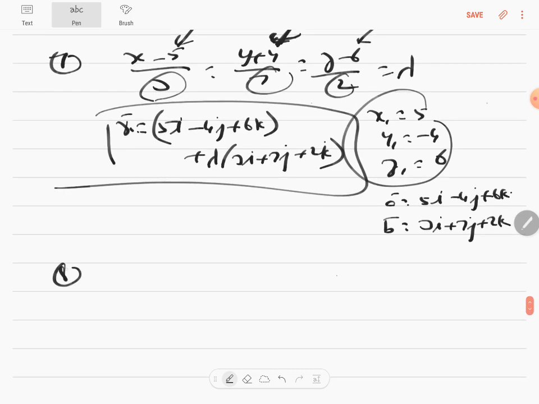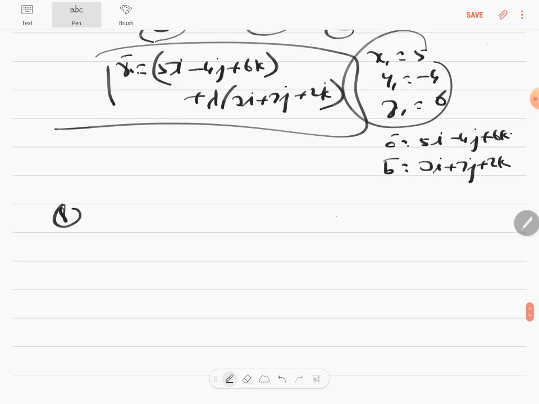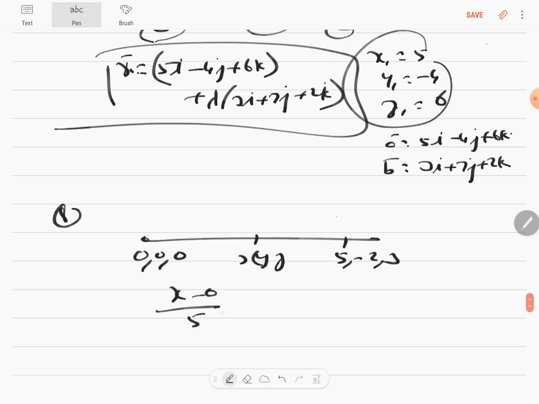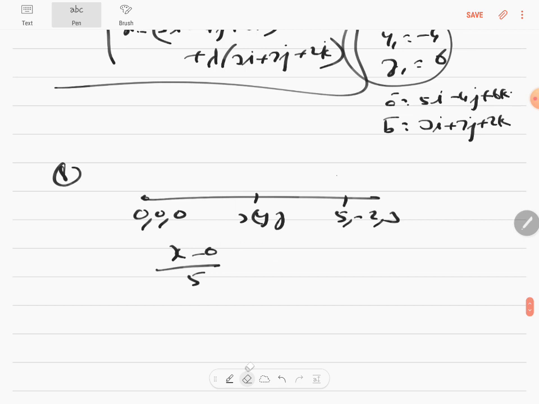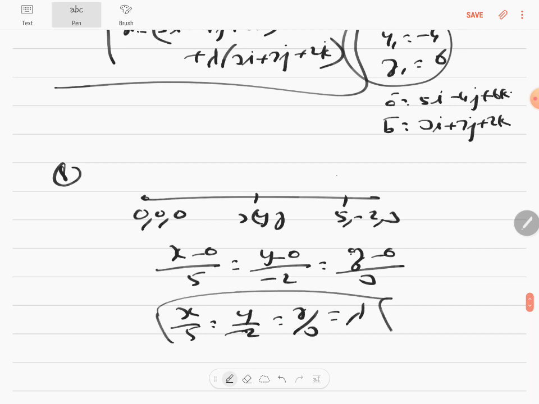Let's go to the 8th question. Find the vector and the Cartesian equation of the line which passes through the origin and 5, minus 2, 3. Write an arbitrary point x, y, z. So x minus 0 by 5 minus 0, that is x minus x1 by x2 minus x1, is equal to y minus y1 by y2 minus y1 is equal to z minus z1 by z2 minus z1. So x minus 0 by 5 minus 0 is equal to y minus 0 by minus 2 minus 0 is equal to z minus 0 by 3 minus 0. So x by 5 is equal to y by minus 2 is equal to z by 3 is equal to lambda is the equation of the line.